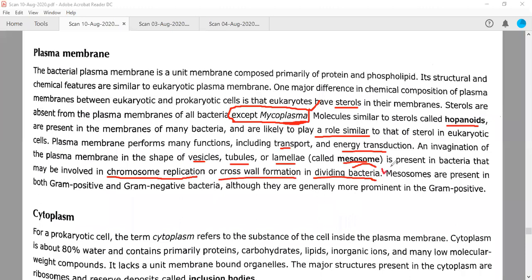Mesosomes are present in both gram-positive and gram-negative bacteria, but they are more prominent in gram-positive bacteria. They are found in both, but in gram-positive bacteria there is a larger number. Now you can also ask the question why they are more in number in gram-positive bacteria only.